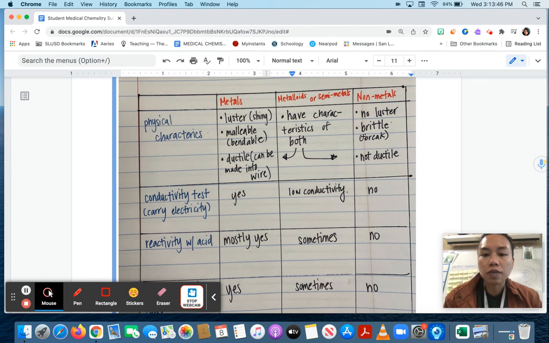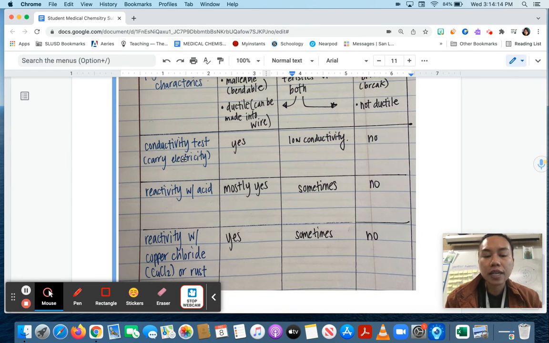Nonmetals are the opposite of those things. So no luster, or not shiny. They are brittle, or break, instead of tending to be bendable, and they're not ductile usually. Semimetals or metalloids tend to have characteristics of both metals and nonmetals. And you'll find that throughout this, semi-metals or metalloids behave like both.